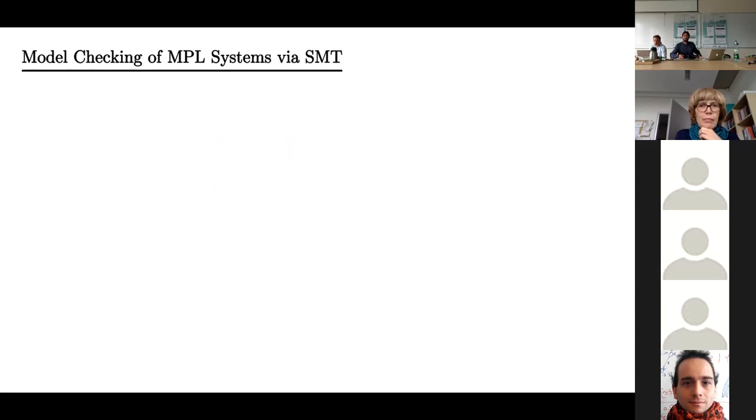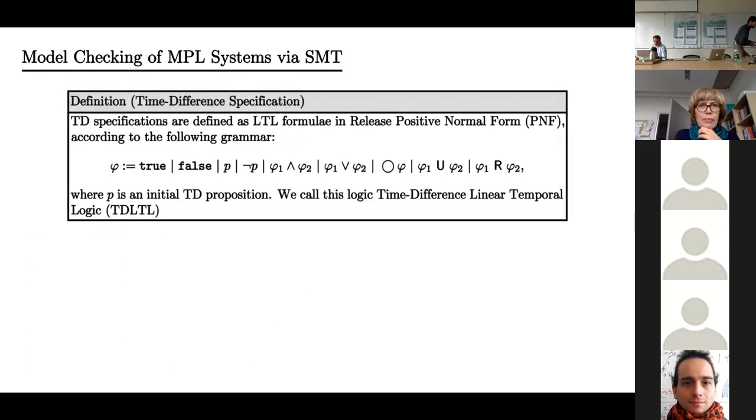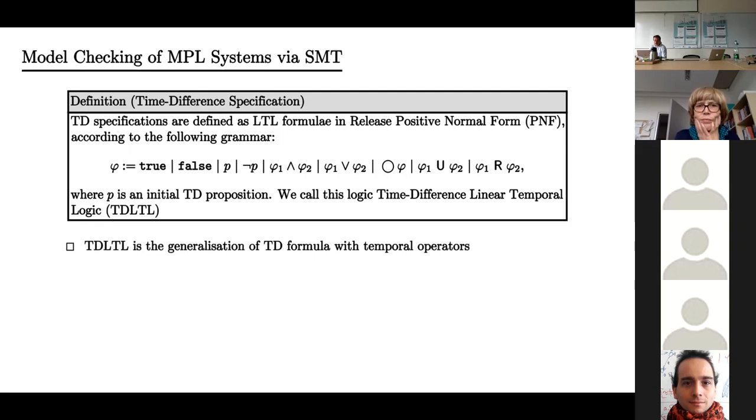We define the time difference specification for the MPL system as a linear temporal logic formula in positive normal form defined over initial TD propositions according to this grammar. We call this logic time difference linear temporal logic, or TD-LTL. We can say that TD-LTL is the generalization of TD formula with temporal operators.